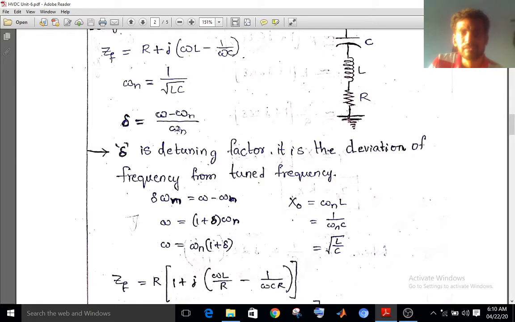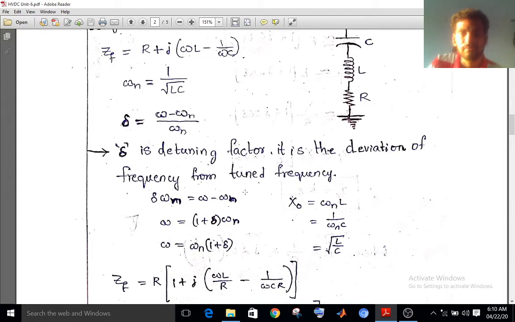If I bring this omega n to this side, this will become delta into omega n is equal to omega minus omega n. So if I want to calculate omega, I bring this omega n to this side, it will become 1 plus delta into omega n. I am making omega n common, so it will become 1 plus delta into omega n. So omega is equal to omega n into 1 plus delta.